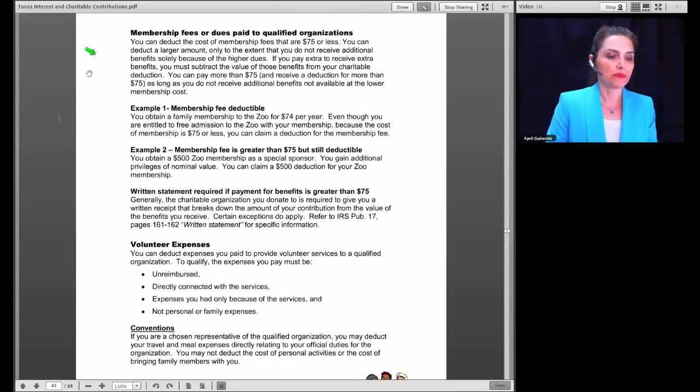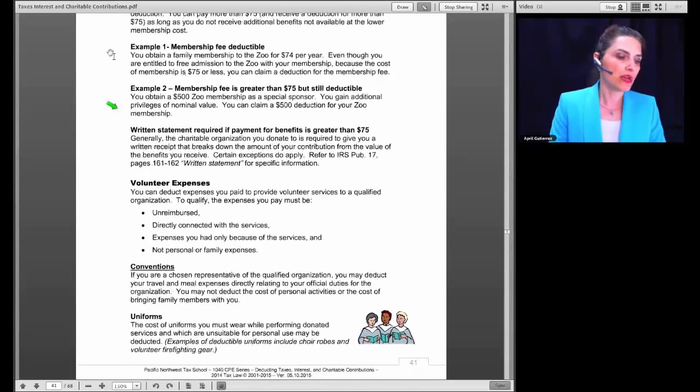Membership fee or dues paid to qualified organizations. You can deduct the cost of membership fees that are $75 or less, and you can deduct a larger amount only to the extent that you did not receive additional benefits solely because of those higher dues. If you pay extra to receive extra benefits, you must subtract the value of those extra benefits from your charitable deduction. You can pay more than $75 and receive a deduction for more than $75 as long as you did not receive additional benefits that are not available at the lower membership cost.